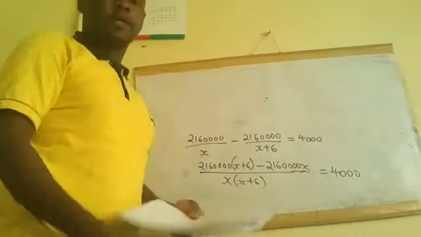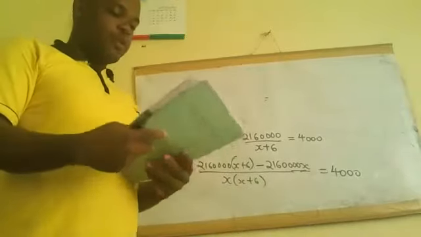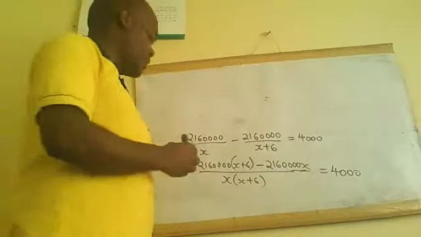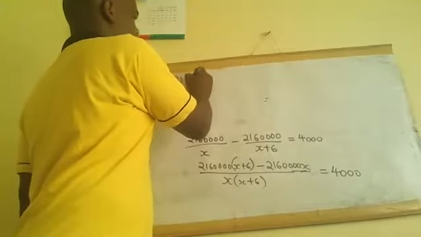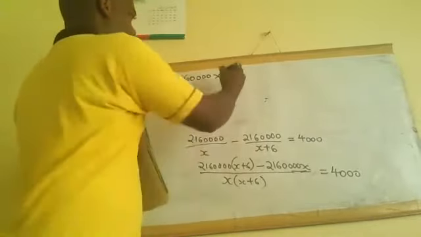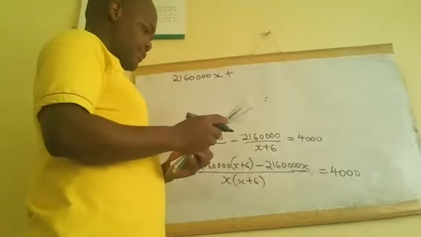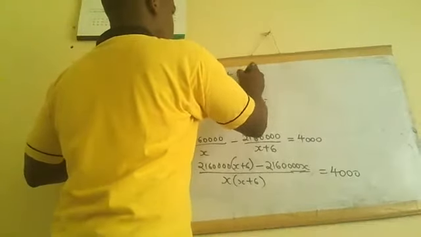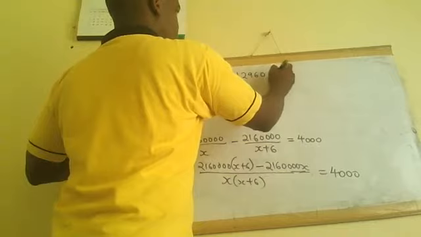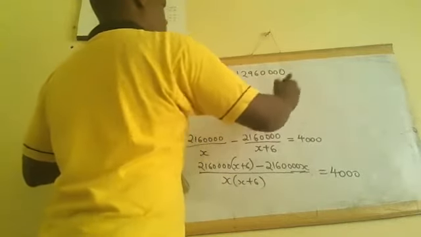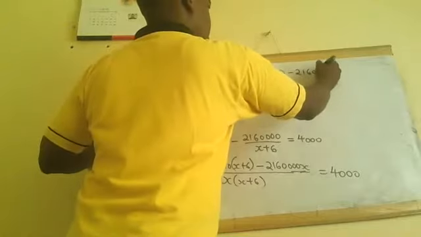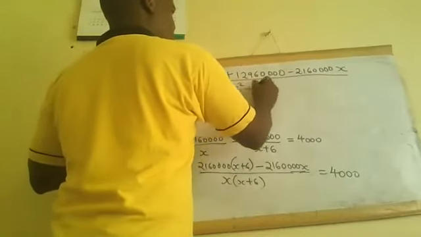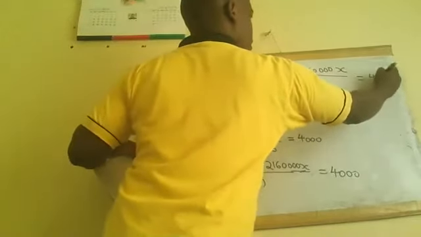So continue writing downwards, but for me, I want to write here on top. What do you need to do? You need to evaluate that. And I've said, show your workings clearly. So this one is 2160,000 x plus, this one is 12,960,000 minus 2160,000 x over x squared plus 6x is equal to 4,000.